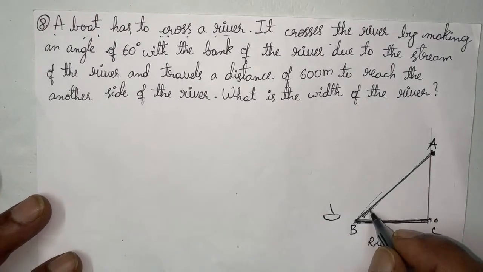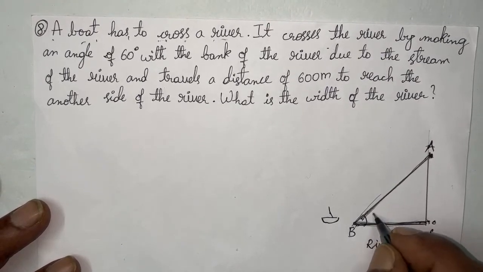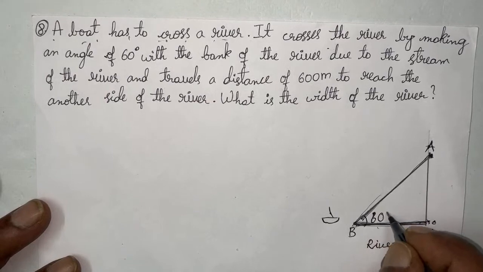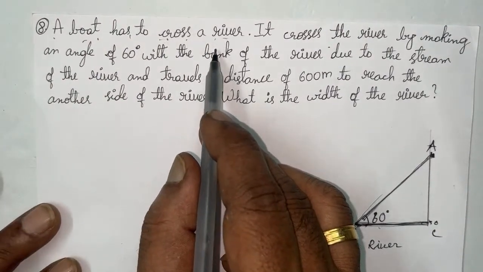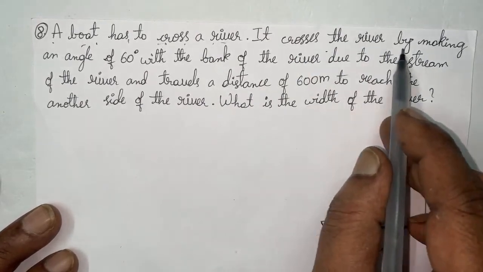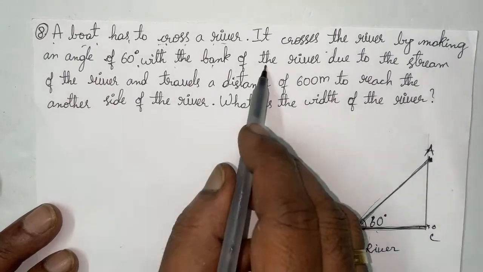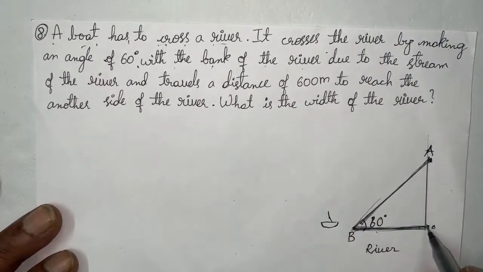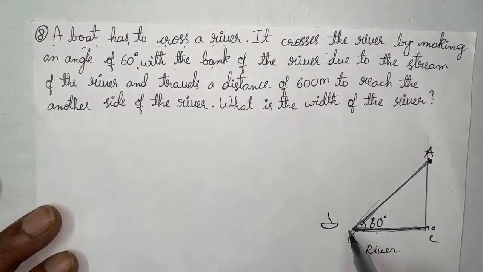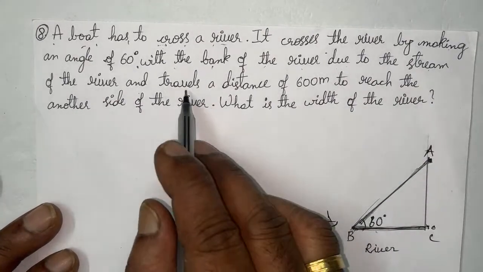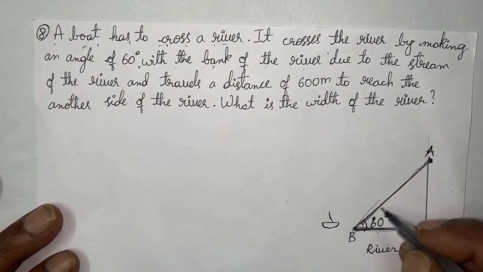And the angle I am making here is 60 degrees with this one. And finally, what is being asked? A boat has to cross a river. It crosses the river by making an angle of 60 degrees with the bank of the river. This end of the river we call the bank. Due to the stream of the river, which is a very high current, it travels a distance of 600 meters.